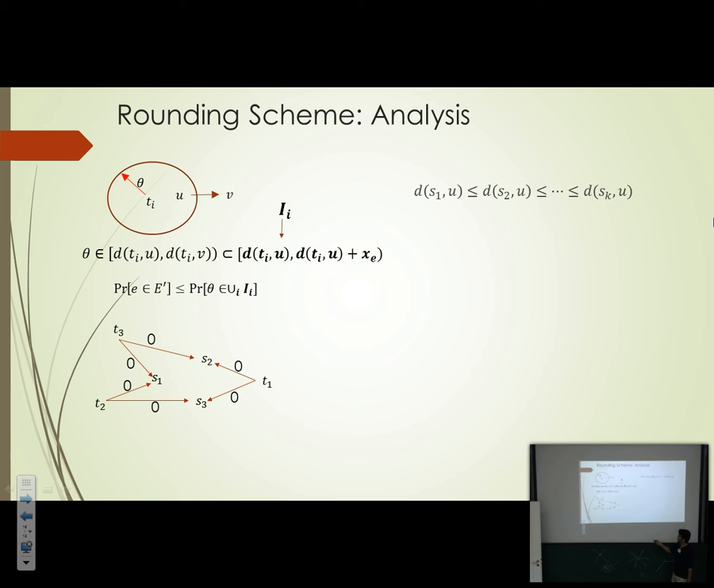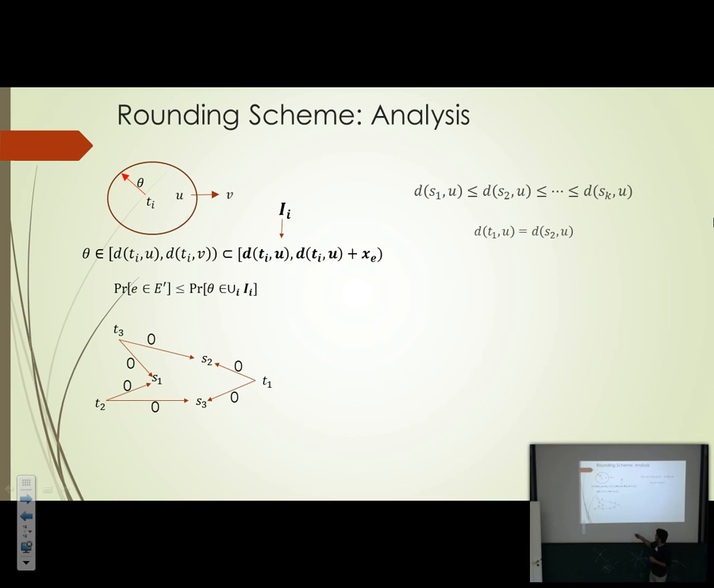Note that we constructed the new graph by adding T1, T2, T3 such that T1 had 0 length edges to S2 and S3. T2 has 0 length edges to S1 and S3, and so on. The first claim is that the distance from T1 to U is equal to the distance from S2 to U. Now, why is this true?